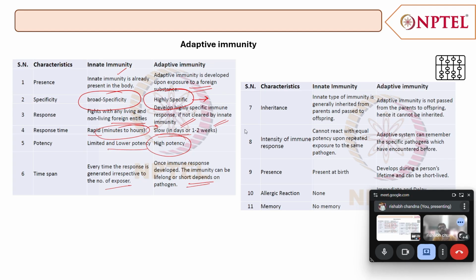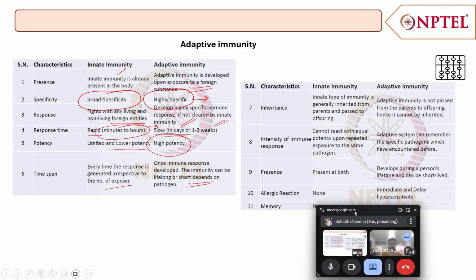Now, inheritance. The innate immunity is inherited from the parents to the offspring. So there is a vertical inheritance pattern in terms of innate immunity, but adaptive immunity is not passed on. That means it is not inherited from parents to offspring.